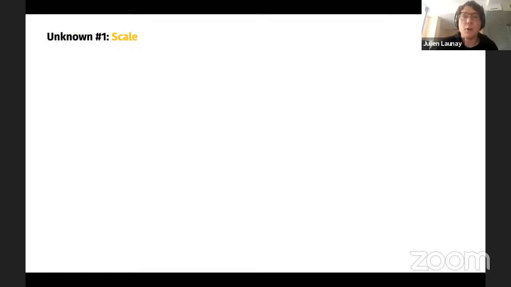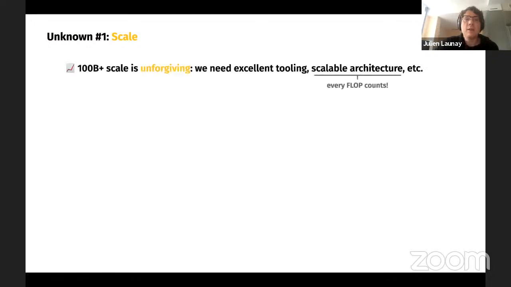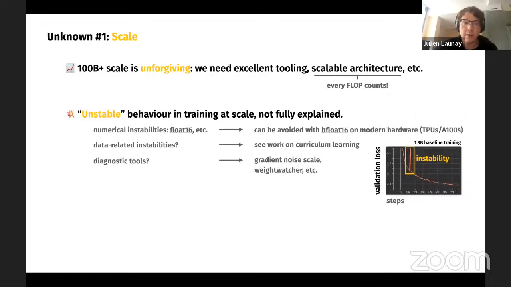Okay, so we can talk a bit about scale, some of the challenges that we see with scale. When you are training a model with hundreds of billions of parameters, it's very unforgiving. You need excellent tooling, you need a scalable architecture, and as I was saying, every flop counts. A saving of a few percent is a huge saving in terms of compute budget when you are dealing with this scale.